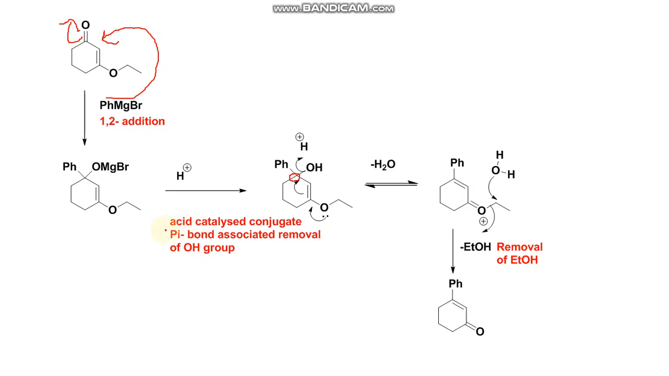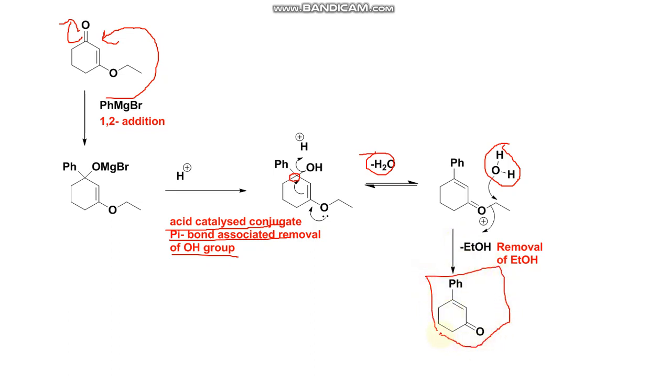This is just acid catalyzed conjugate pi bond associated removal of the OH group, with H2O as the leaving group. So this will form this. Now you have water, which acts as a nucleophile. This can attack here and can satisfy the positive charge of the oxygen atom. This will form OH as a removal product, and this will form this type of compound as a product.